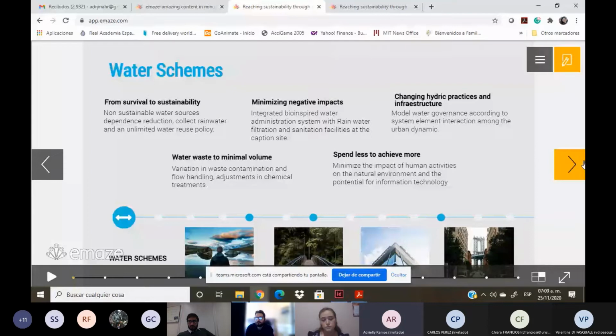the whole governance of water, for spending less to achieve more, by minimizing the impact of human activities on the natural environment, minimizing also negative impacts, with integrated bio-inspired water administration systems, and also water waste to minimal volume. So these schemes have made whole communities and even countries like Singapore change their situations from survival to sustainability.